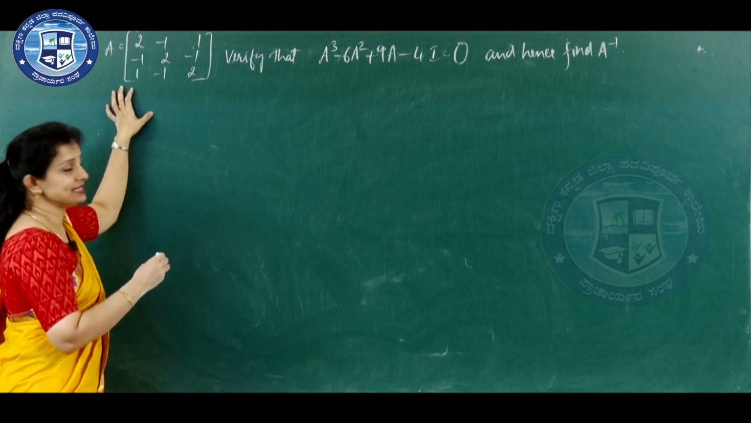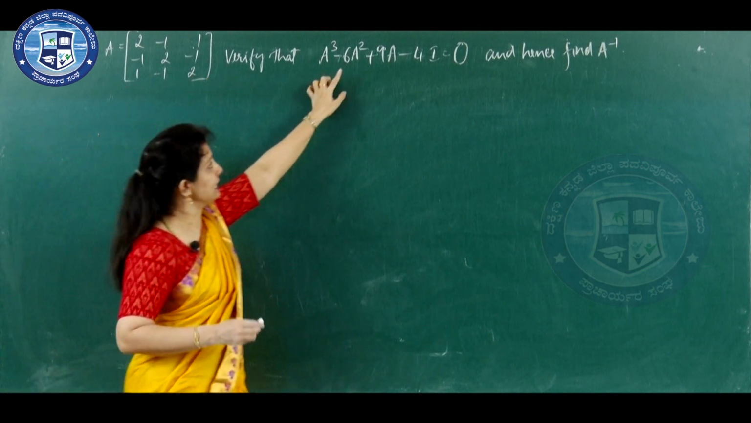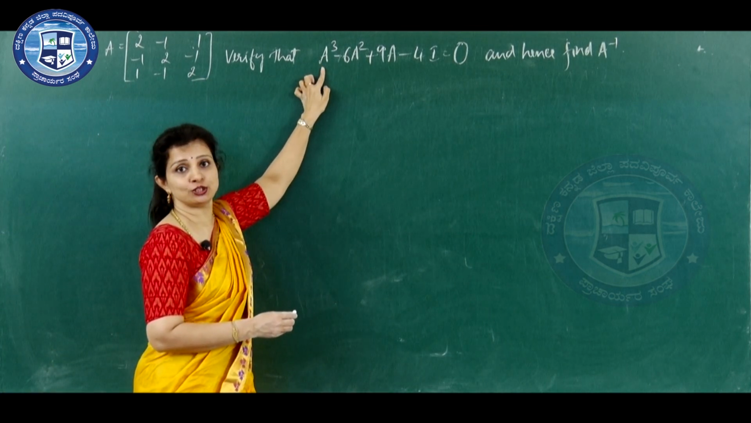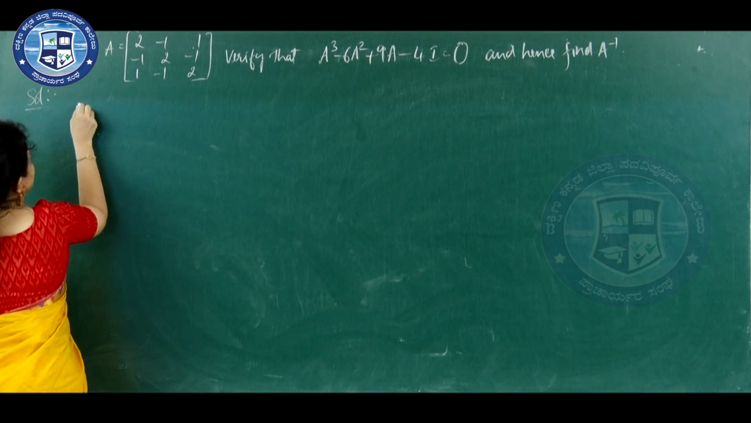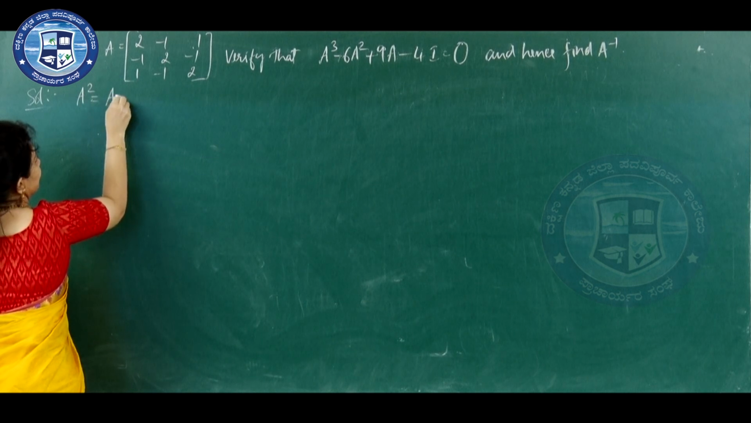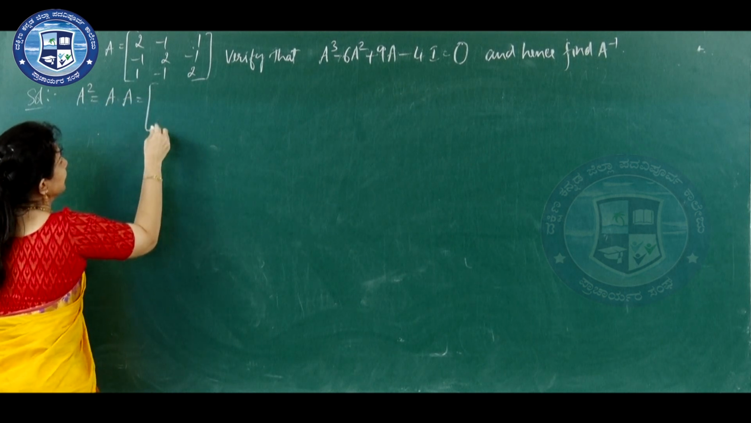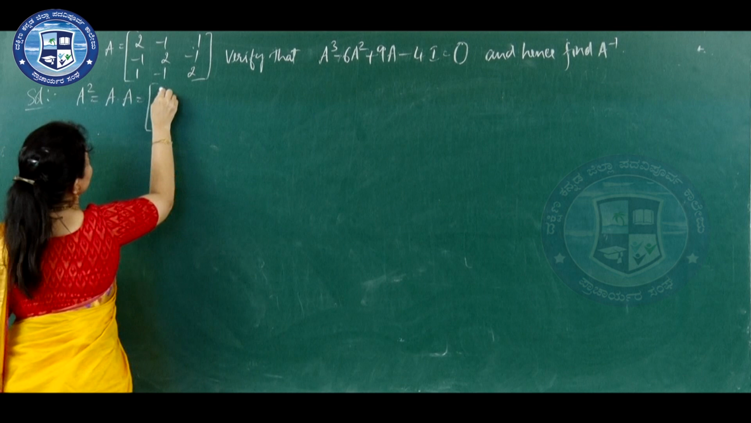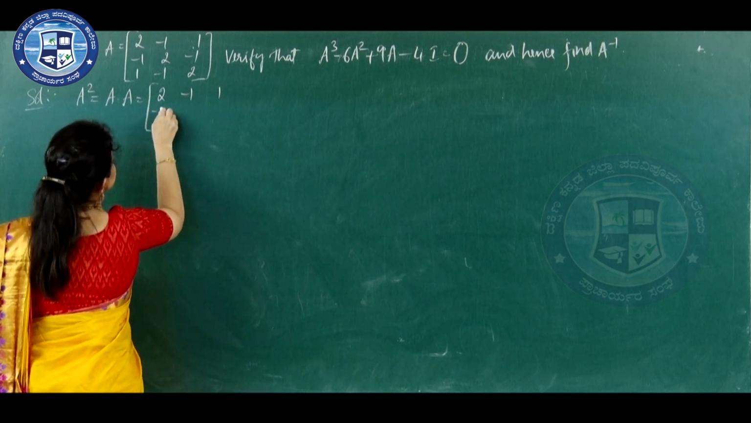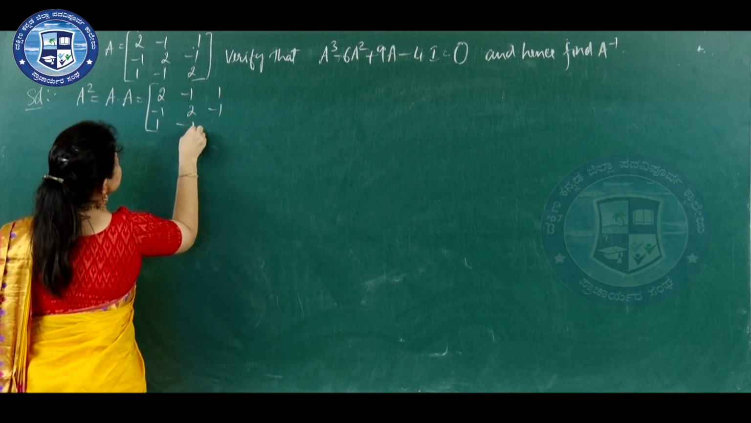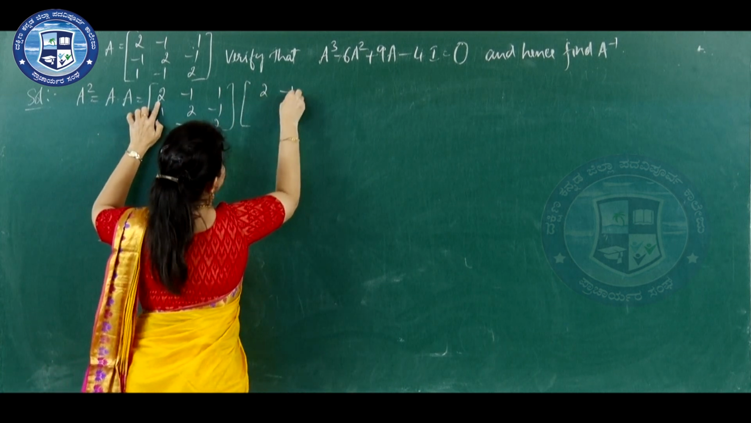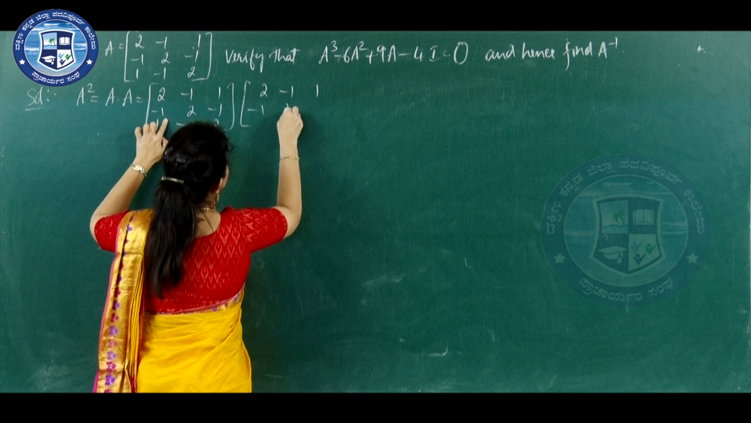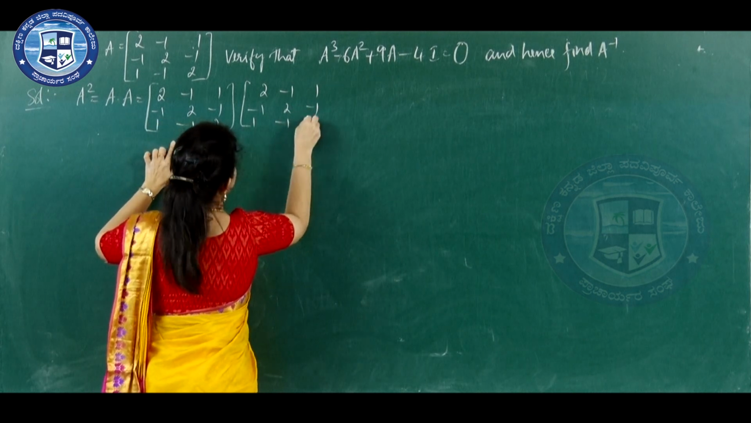So, first matrix A is given, you have to find A square as well as A cube also. So, first find out A square. Solution: A square is equal to A into A. A matrix is given: [2 -1 1; -1 2 -1; 1 -1 2] into matrix A again, [2 -1 1; -1 2 -1; 1 -1 2].